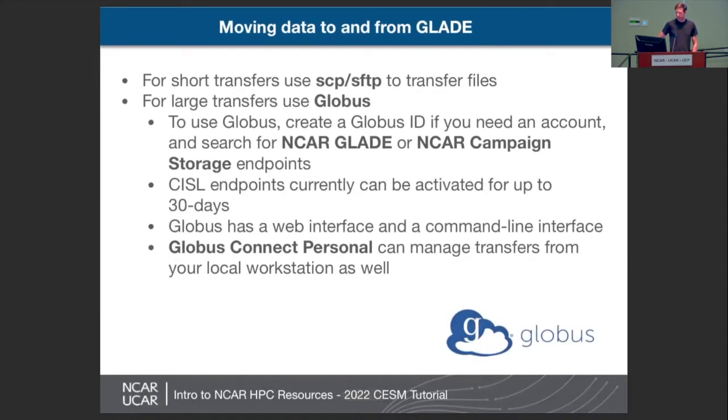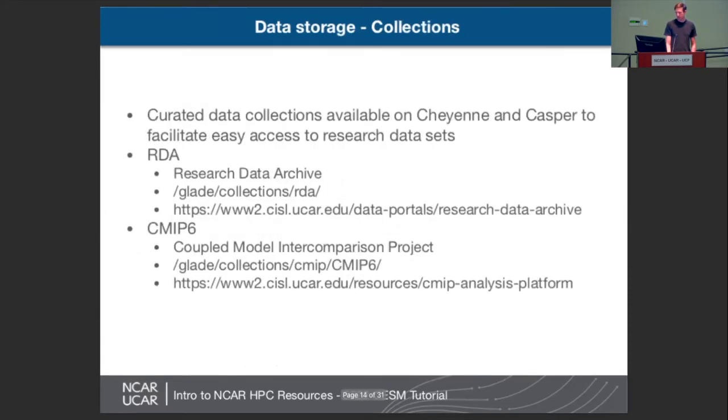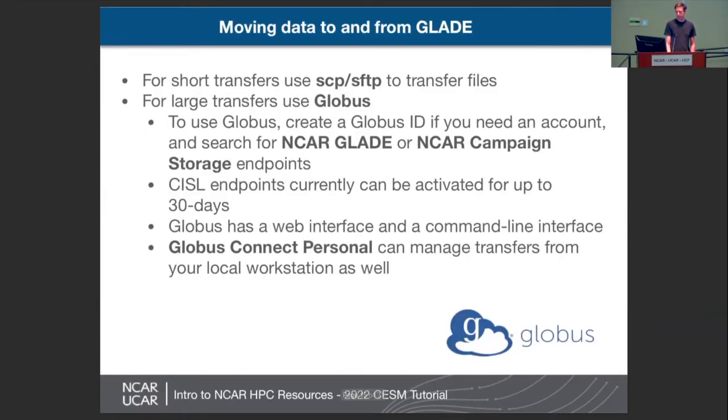So, getting data on and off the machine. Oh, I should mention, I don't know if I explicitly said that, all of these spaces go by the acronym GLADE, the Globally Accessible Data Environment. So we call the file systems in aggregate GLADE. So getting data in and out of GLADE, if you're just transferring small files, SCP or SFTP, if you know what those are, are fine ways to do it.